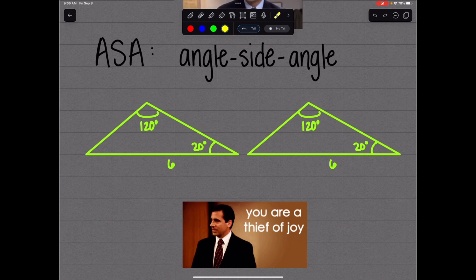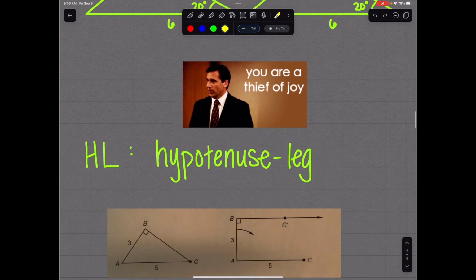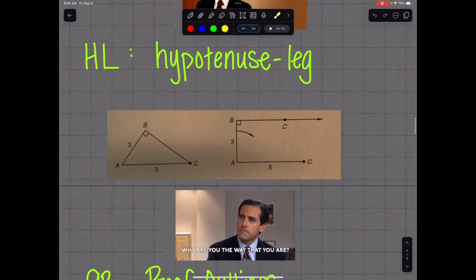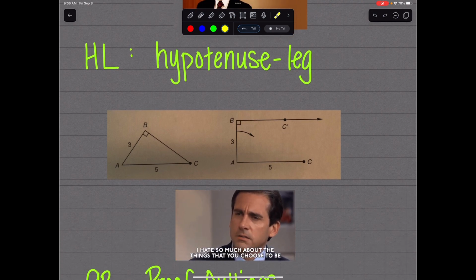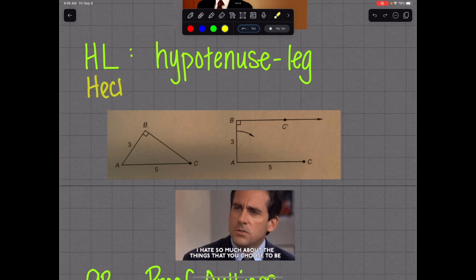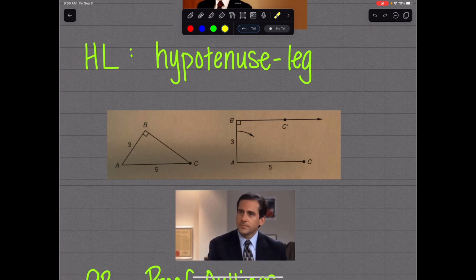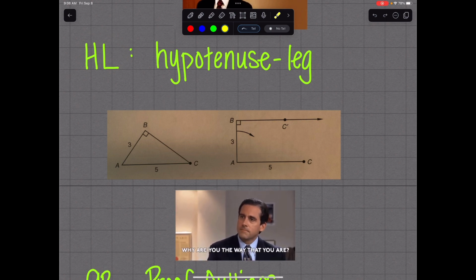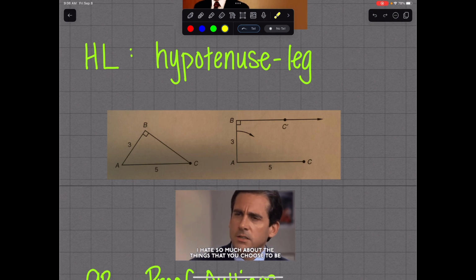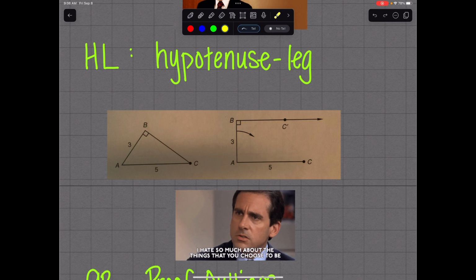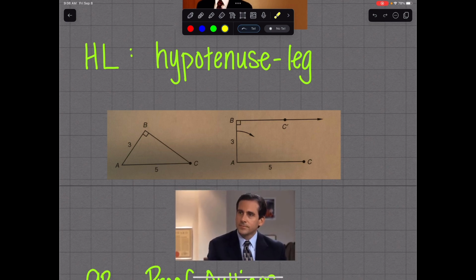All right, the last postulate of congruent triangles, I know you're thinking you are a thief of joy at this point, is I call it the heck, because if you just said these letters, HL, it could mean something else, and you might remember it that way. But it's actually the last postulate, so you're not in heck. It's just the hypotenuse leg postulate. This is the fourth postulate of triangle congruence.